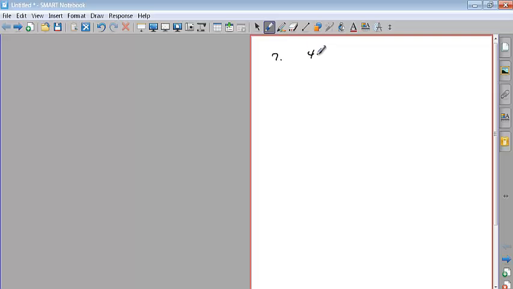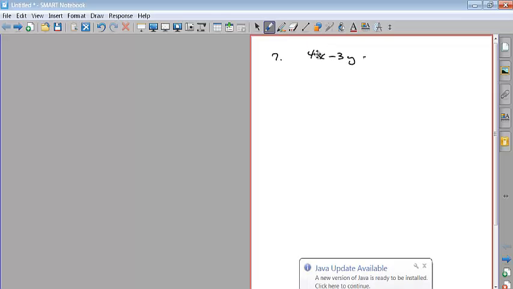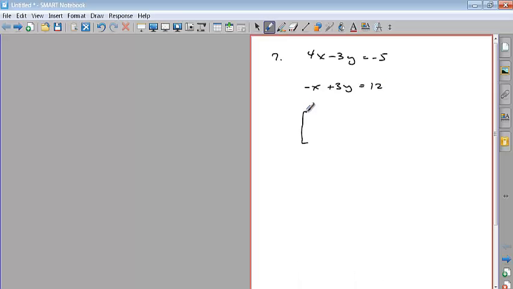So we have 4x minus 3y equals negative 5, and negative x plus 3y equals 12. The augmented matrix means that you include the coefficients of the unknowns, but you also include the numbers on the right-hand side of the equation. So augmented just means that you add a little bit on.